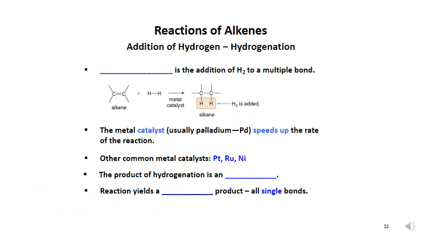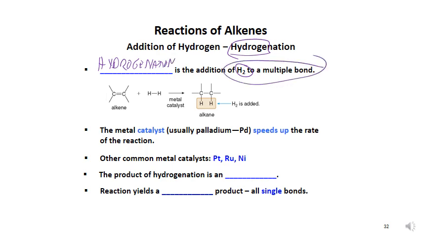Okay, addition reactions. The first one we'll look at is hydrogenation. Hydrogen. So we're adding H2 to a multiple bond. You usually need a metal catalyst, like palladium, platinum, ruthenium, and nickel. So anytime you see one of those, they are catalysts that help this happen faster. And what you do is you turn an alkene into an alkane.